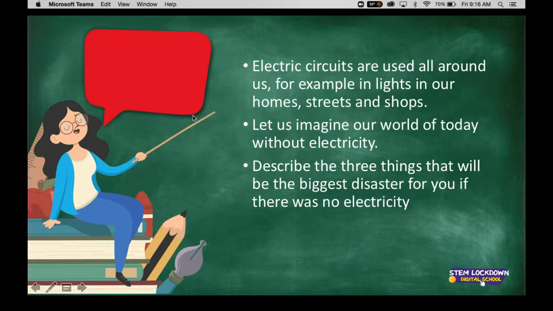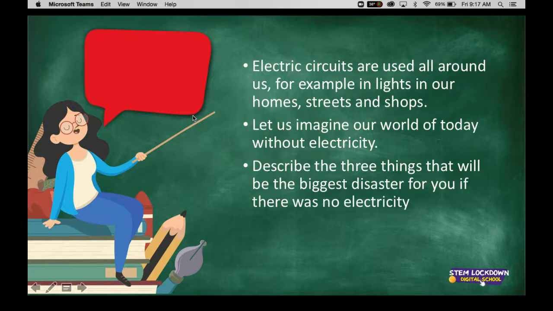I'll give you my 3 things. Biggest disaster would be my phone. I wouldn't be able to charge my phone, meaning I cannot communicate with my friends and family because the battery would always be flat. The second thing would be, let me think. I don't like being in the dark, so I really need the lights to be on. I could probably use a candle, but a very big disaster would be being in the dark all the time.